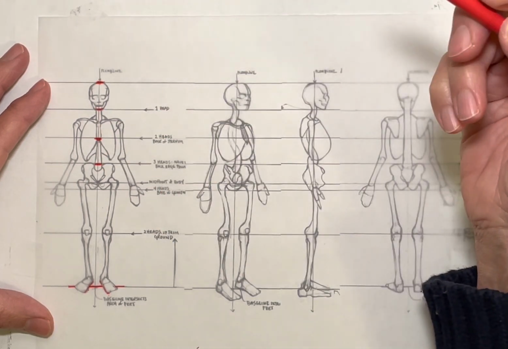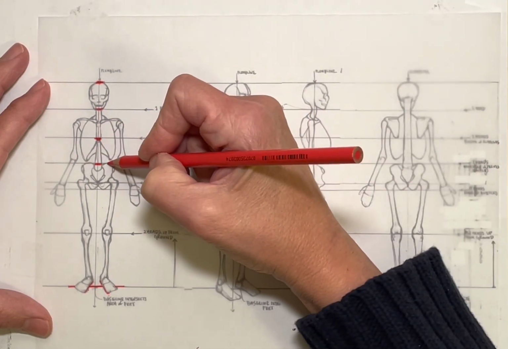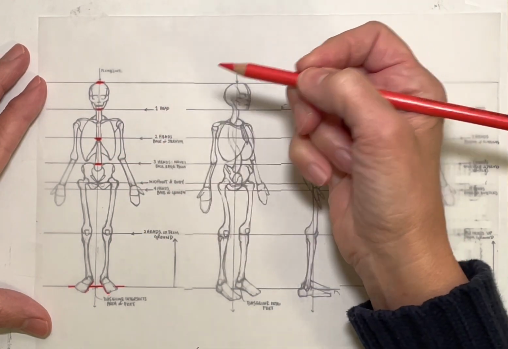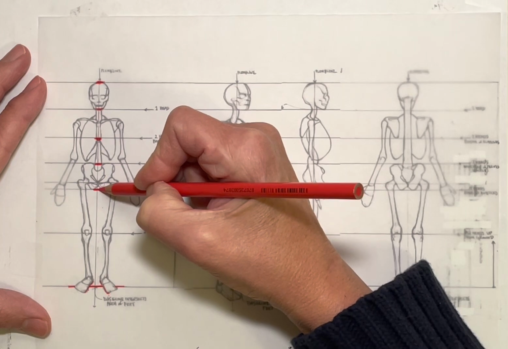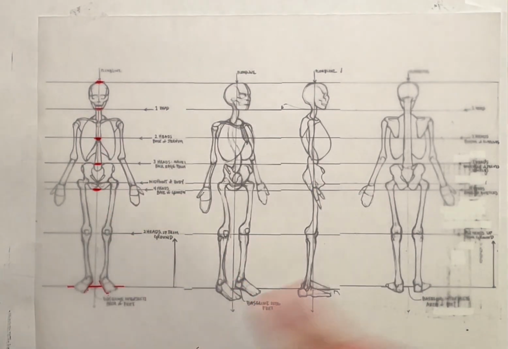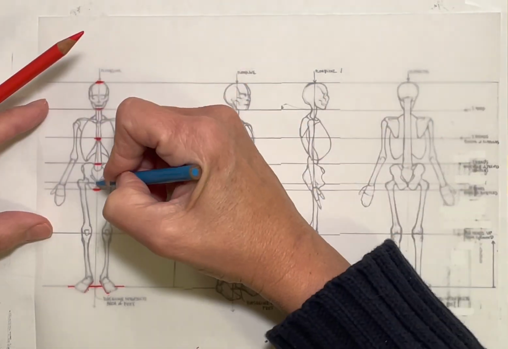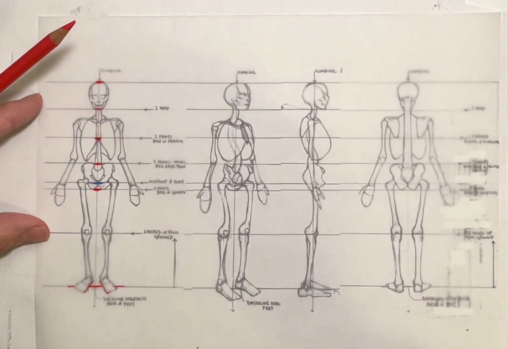Now I know this skeleton doesn't have a belly button, but you can also see how that lines up with the back of the pelvis. And then one more head down would come down to the region of the genitals. That is just below, remember, just below the midpoint.